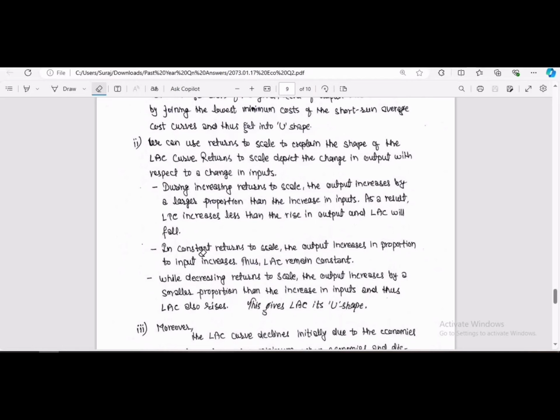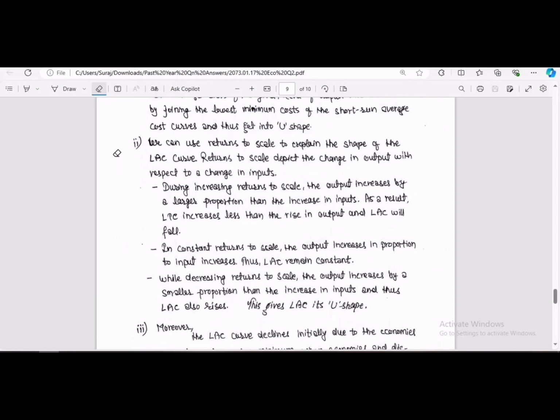Now, constant return to scale. In constant return to scale, the output increases in proportion to input increases, thus LAC remains constant. Now moving forward to decreasing return to scale. While decreasing return to scale, the output increases by a smaller proportion than the increase in input, and thus LAC also rises. This gives LAC its U-shape.